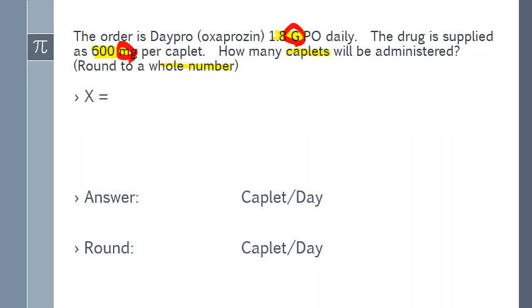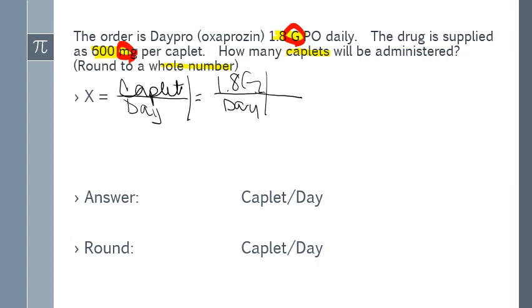We are going to give caplet per day. Okay, so what I have is I know that I have 1.8 gram, and that's a day. I know, and I'm already going to do my conversion now. I just want to get that out of the way because I like to keep things kind of connected together. In 1 gram, there is 1,000 milligrams.